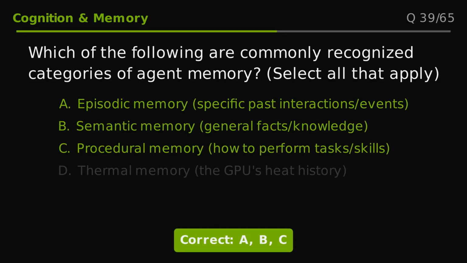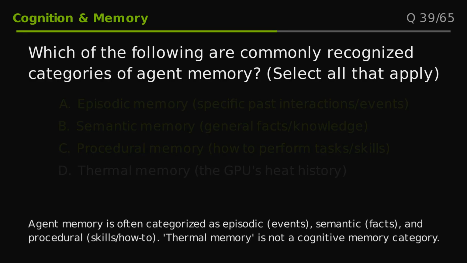The correct answers are A, B, and C. Agent memory is often categorized as episodic events, semantic facts, and procedural skills or how-to. Thermal memory is not a cognitive memory category.